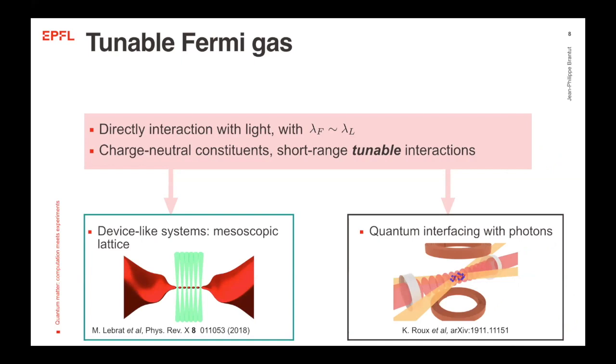And the second layer of complexity which we want to add, and that's something which has been going on in the last couple of years in my group at EPFL, is interfacing these systems with photons. And basically, what I'm going to tell you in this part, if time permits, is that we are now capable of taking these Fermi gases and doing cavity quantum electrodynamics with this in the single photon, single atom strong coupling regime. So let me start with the first aspect.